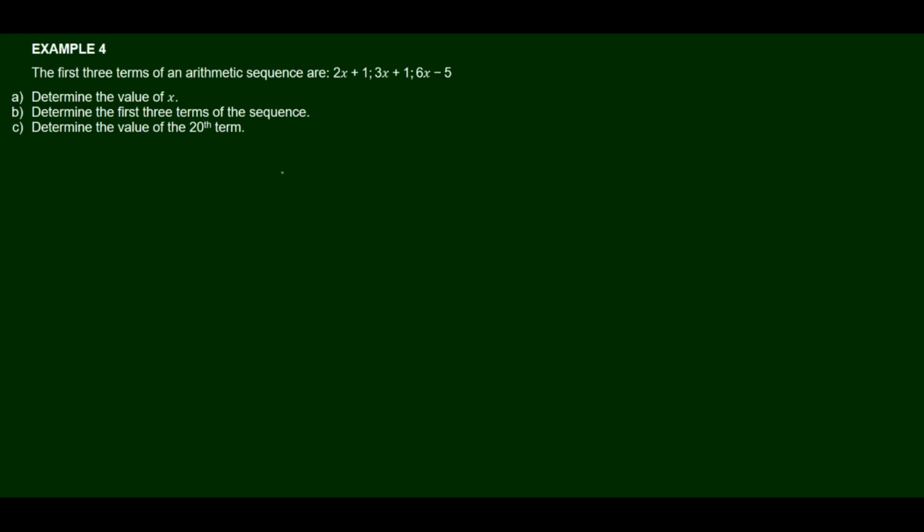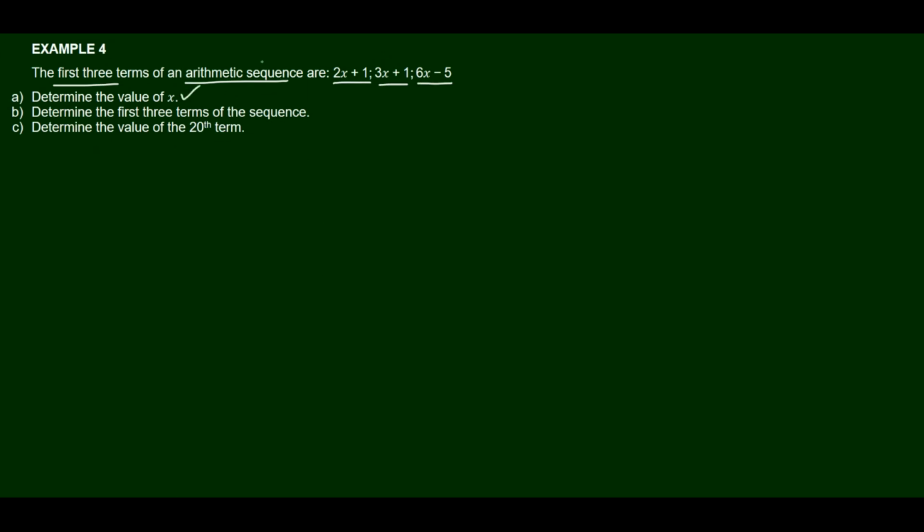Welcome back. Let's do example 4. The first three terms of an arithmetic sequence are 2x plus 1, 3x plus 1, then 6x minus 5. Determine the value of x.